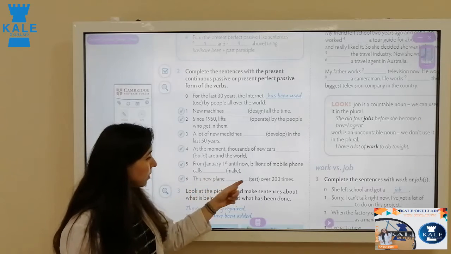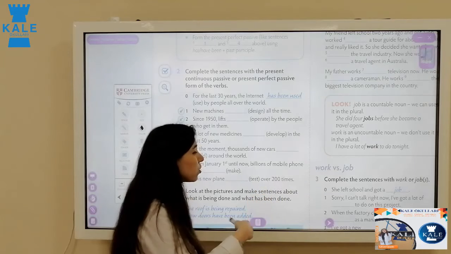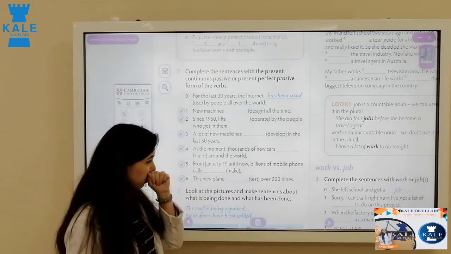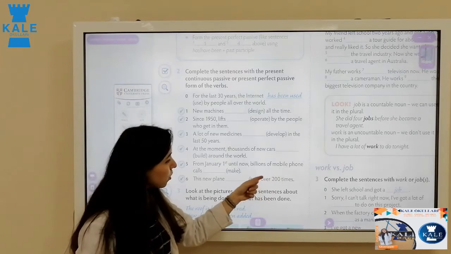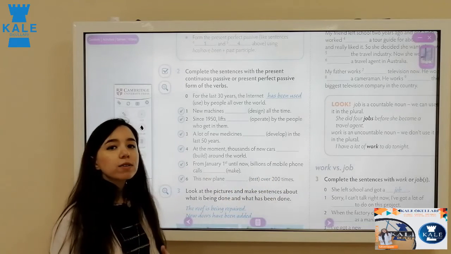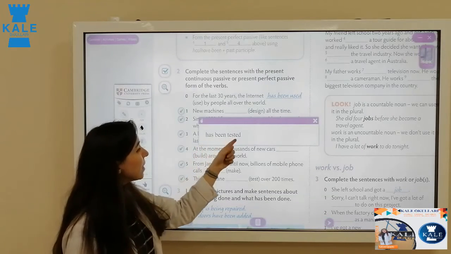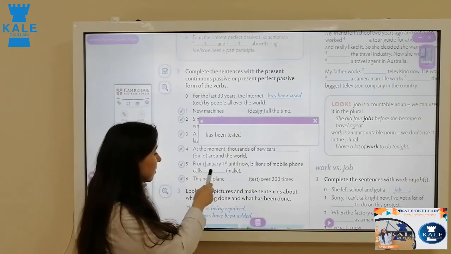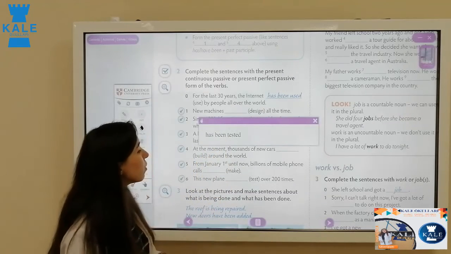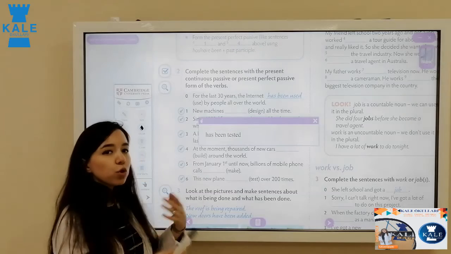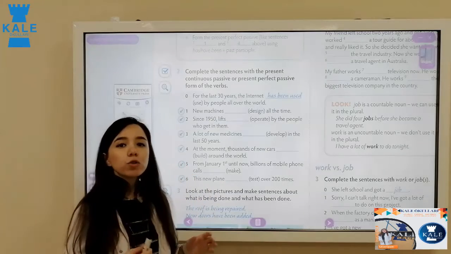And this new plane tests over 200 times. You know that when we are talking about times, it means how often something happens. It means that over 200 times shows that our sentence is present perfect simple. So here we have to write has been tested. Why? Because this new plane, one plane, we need here has been tested over 200 times, and it's going to be more than this. So today's lesson is going to finish.